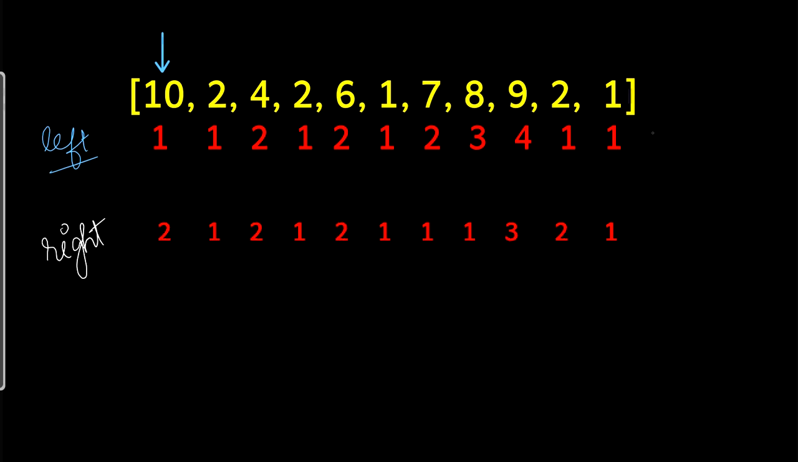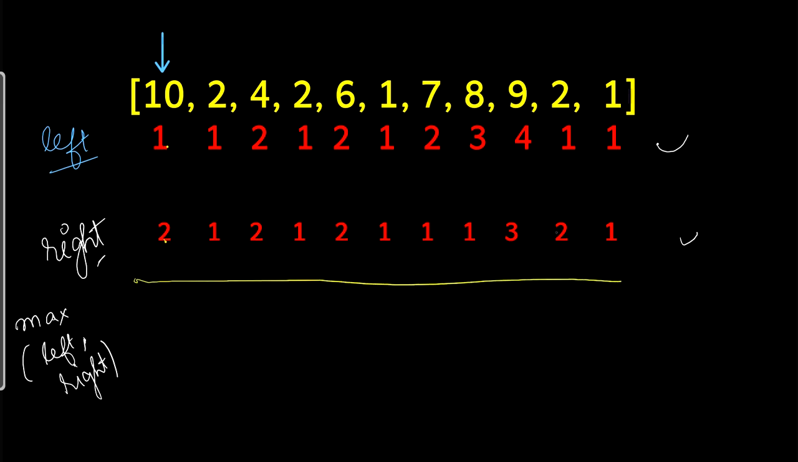Now with this, I got the candies compared with the left neighbor and the candies compared with the right neighbor. Now here I will take out the max of left and right. So when I compare 1 with 2, 2 is maximum. 1 with 1, 1 is maximum. 2, 1, 2, 1, 2. 3 with 1, 3 is maximum. 4 with 3, 4 is maximum. 1 with 2, 2 is maximum.